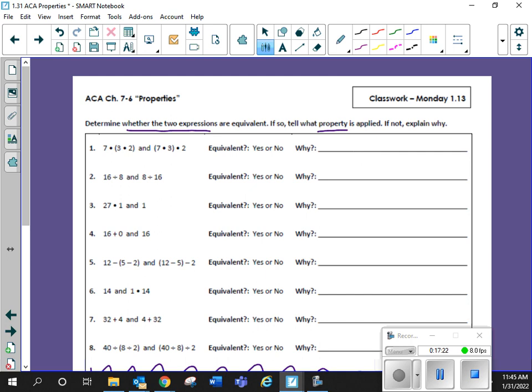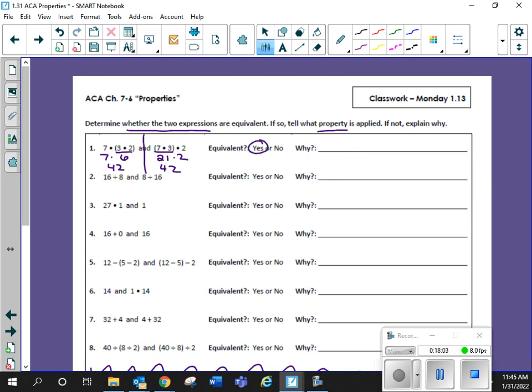So, first, is it equivalent? I see 7 times in parentheses 3 times 2, and then is that equal to 7 times 3 times 2? So, when in doubt, solve it out. On this side, I like to solve it. The order of operations tells me I do the parentheses first. 3 times 2 equals 6, times 7. What's that going to give me? 42. Over here, I'm going to do that parentheses first. That gives me 21 times 2.